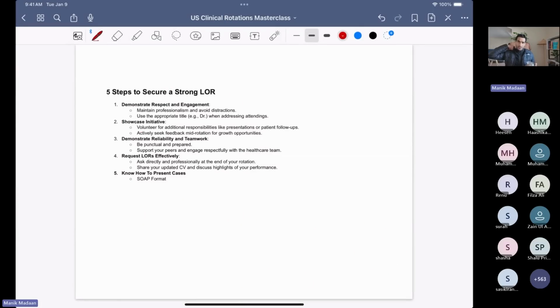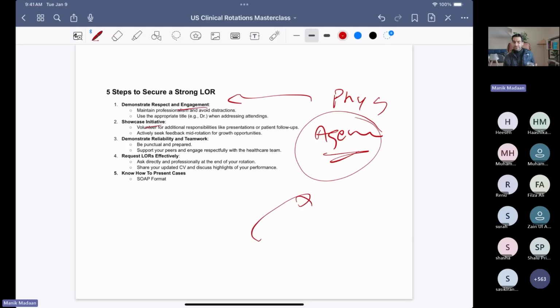Lastly, just jumping into how to get a strong LOR, right? If you're doing any rotation, part of the responsibility is on you. And it is to ask yourself, if you know the best physician possible, what would they do? They would demonstrate respect, show initiative, which is agency. Agency is huge, which is showing that you can improve without me giving feedback, right? Showing me that you are going to go the extra mile to treat the patient.